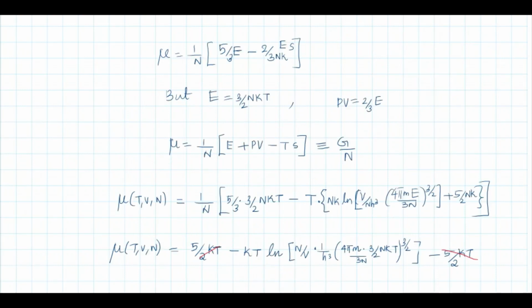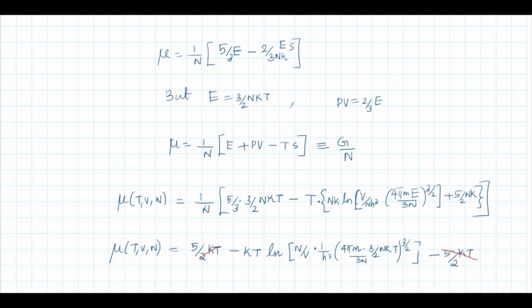You can rewrite it as mu is equal to 1 by n into 5 by 3 E minus 2 by 3nk into Es. But E is 3 by 2 nkT, and PV is 2 by 3 E. So 5 by 3 E I can write as E plus 2 by 3 E, so E plus PV. Then substituting for this E as 3 by 2 nkT, we will get minus Ts. So mu is equal to 1 by n into E plus PV minus Ts. What is E plus PV minus Ts? E plus PV minus Ts is nothing but Gibbs free energy. So chemical potential mu is equal to Gibbs free energy per particle.